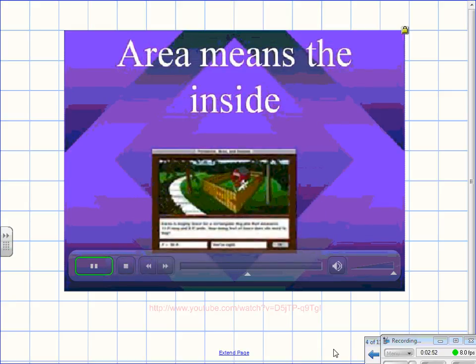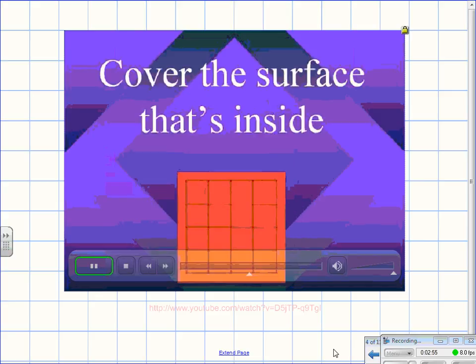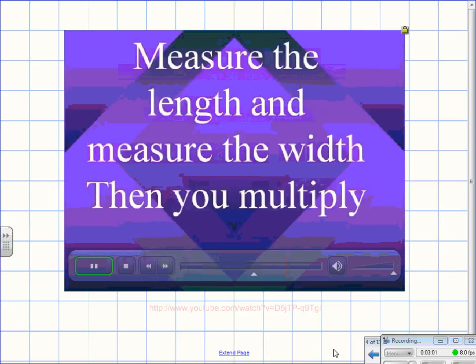Area means the inside. Cover the surface that's inside. Measure the length and measure the width, and then you multiply.